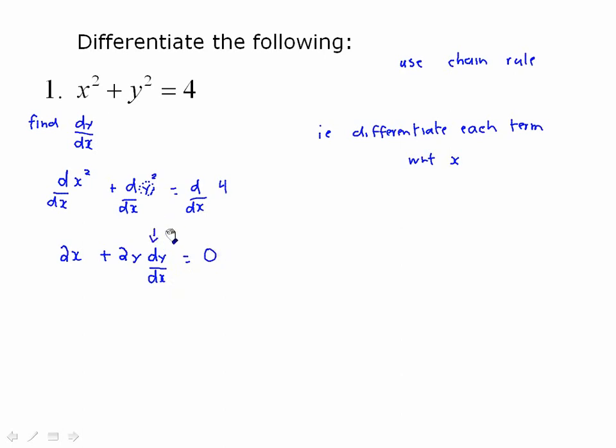Anytime you try to differentiate y with respect to x, you don't actually differentiate it. You just write it as dy/dx. And then you isolate that variable. So 2y dy/dx is equal to negative 2x. And then when you divide out by 2y, you'll get dy/dx is equal to negative 2x over 2y. So dy/dx is equal to negative x over y.